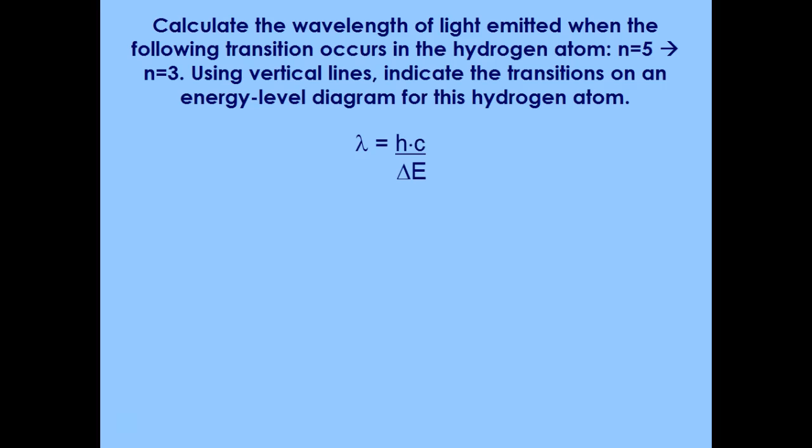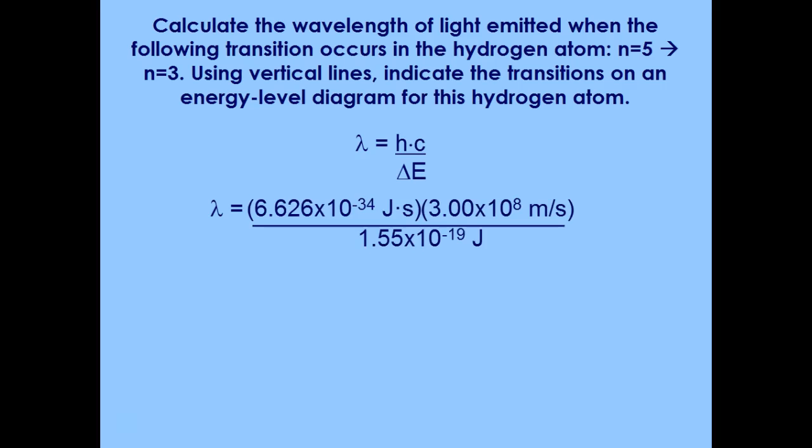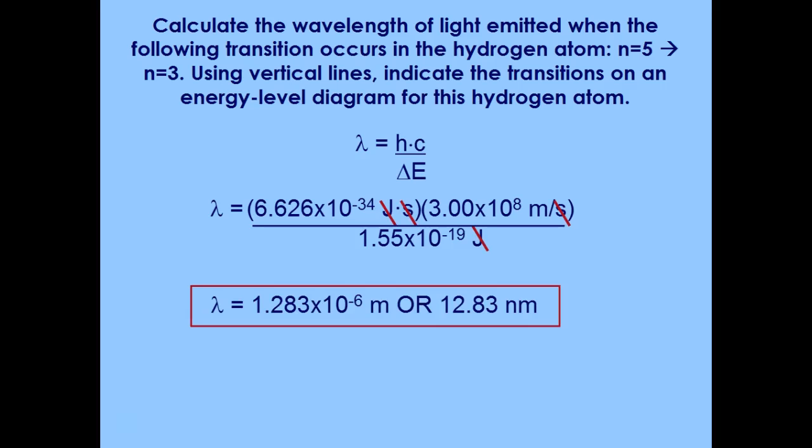So if we use our delta E equals hc over lambda, we get that the wavelength would equal Planck's constant times the speed of light over that change in energy. Again, not really any sig figs with this one. I think you could have gone with 3 or 4. The joules cancel, the seconds cancel, and when we multiply and divide through, we get that the wavelength would be 1.283 times 10 to the negative 6, or 12.83 nanometers. So that would not be one that we could actually see because that's below the visible spectrum.